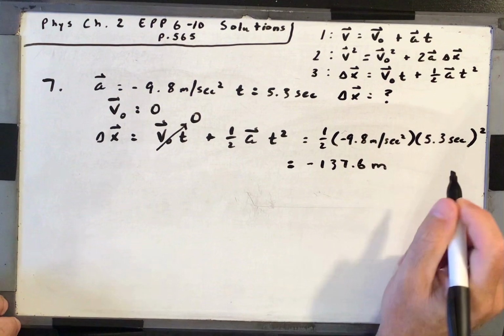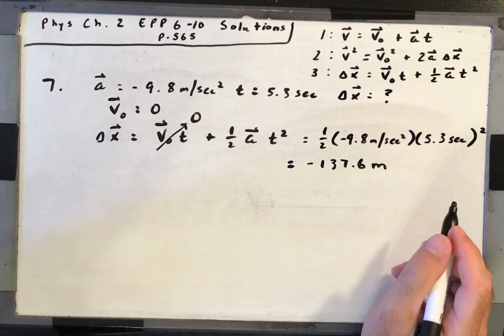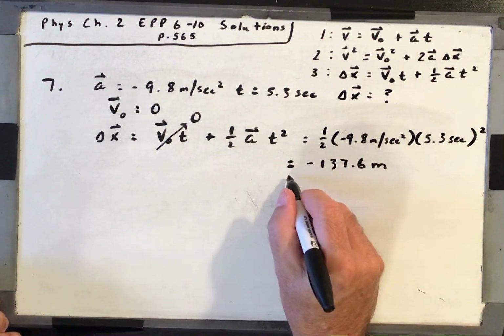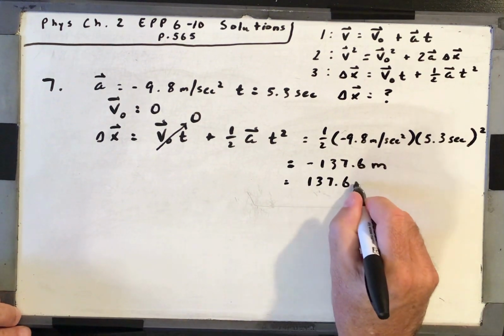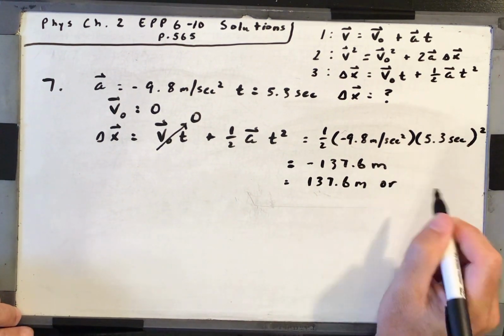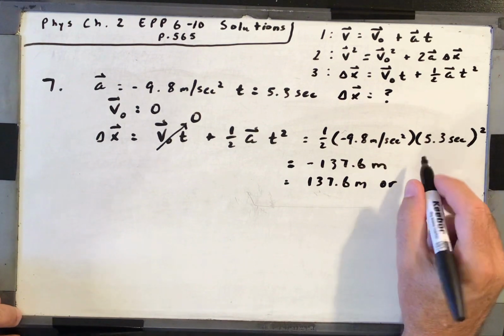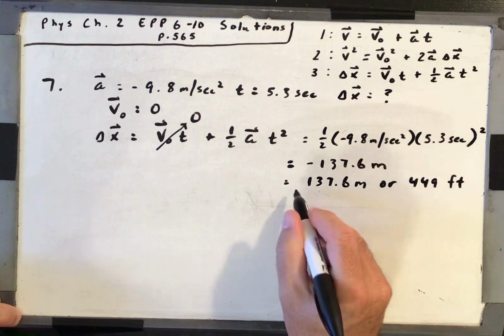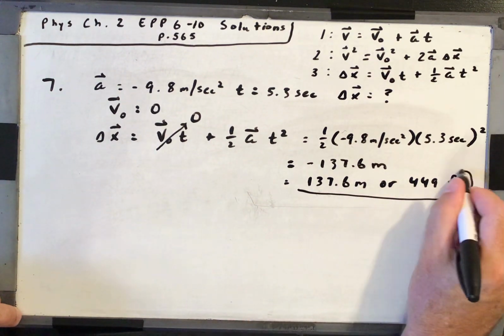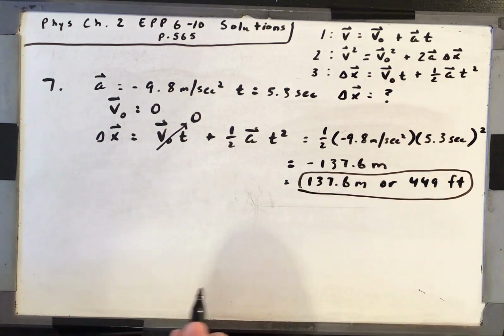Well, we don't usually report the depth of something that way, so we would report it as 137.6 meters, or if you did this in feet, I got an answer for you. It's 449 feet. So in this case, either one is fine because the problem didn't specify.